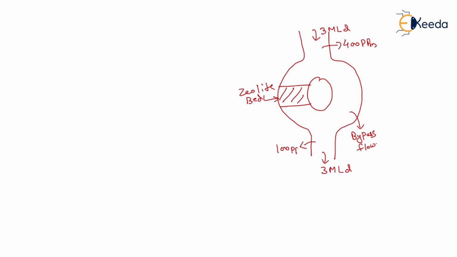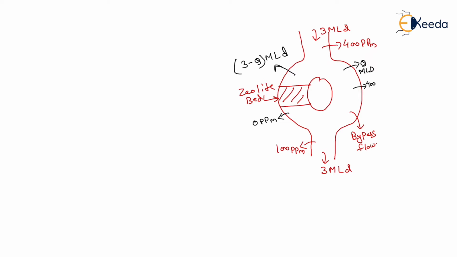For this process we need to send the water through the zeolite as well as the bypass flow. So the amount of water flowing through the zeolite portion will be 3 minus q MLD, and the amount of water flowing over the bypass will be q MLD. The hardness will be 400 ppm in the bypass flow, and the hardness will be 0 ppm in the zeolite bed.